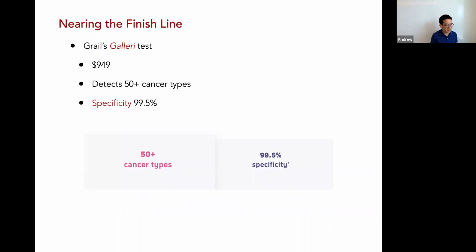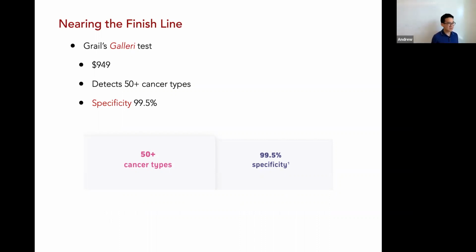Number 1, it will detect at least 50 different cancer types. Okay, but what does that mean? What does it mean to detect cancer types? I want really the fine print for a second. The claim is, and I shouldn't say that skeptically, this is achieved.